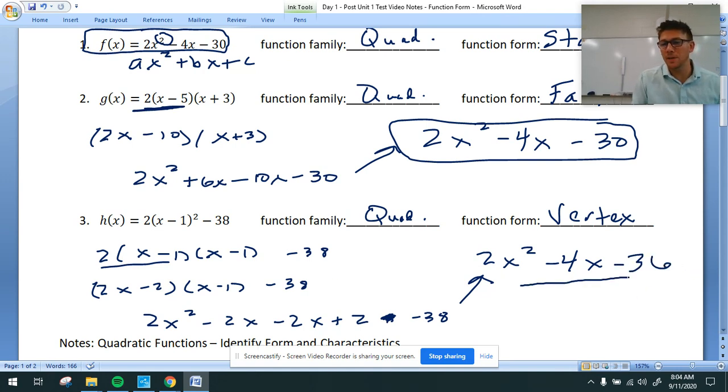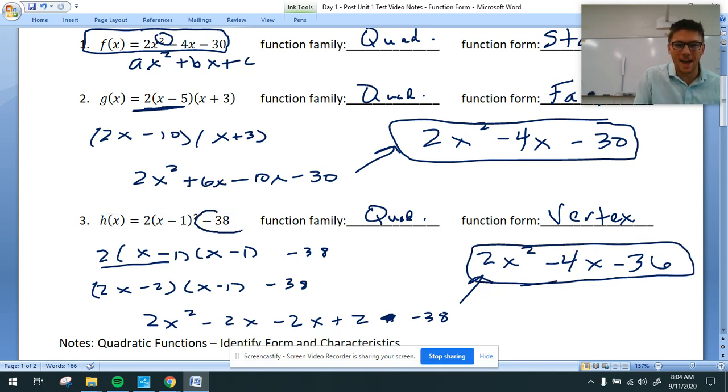And I believe this was supposed to be the same exact thing. I think I had a typo on this last number right here. So it should have been the same thing as well. If I would have made that a 32 instead of a 38, it would have worked out. But they're really the same exact thing, just in different forms.